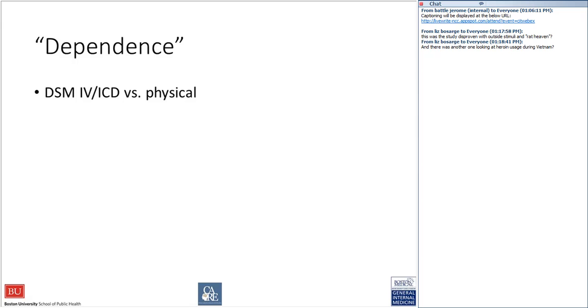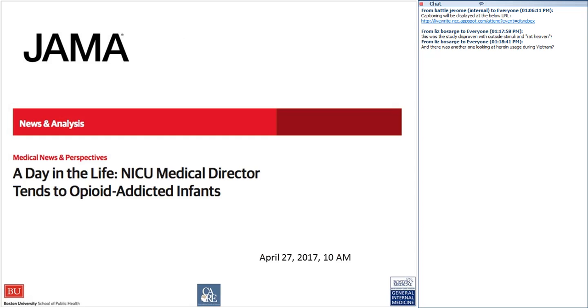An example of where this has had terrible consequences has been in the mislabeling of infants with addiction. This was actually a paper that came out in the Journal of the American Medical Association, and full disclosure, I'm now an associate editor for this journal. When I saw this come across my email on April 27th at 10 a.m., I immediately called them and we got it changed. But here it talks about opioid-addicted infants.